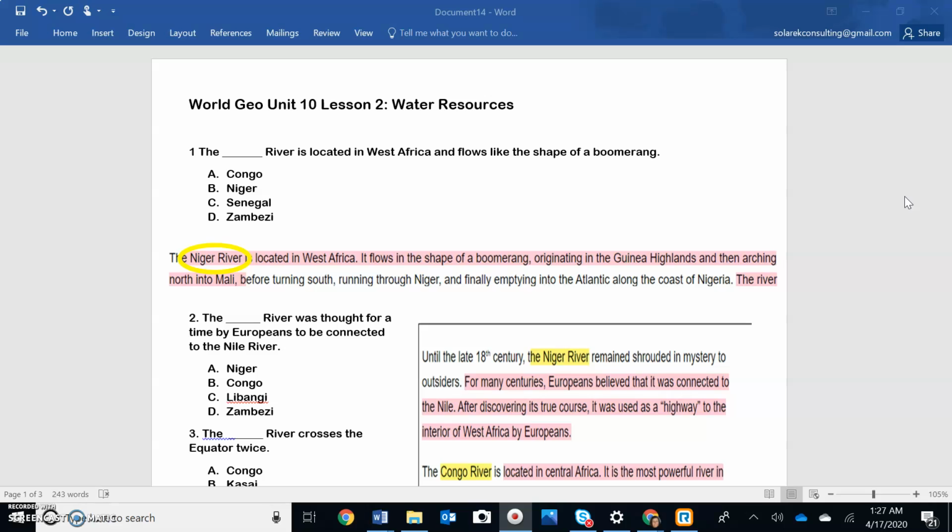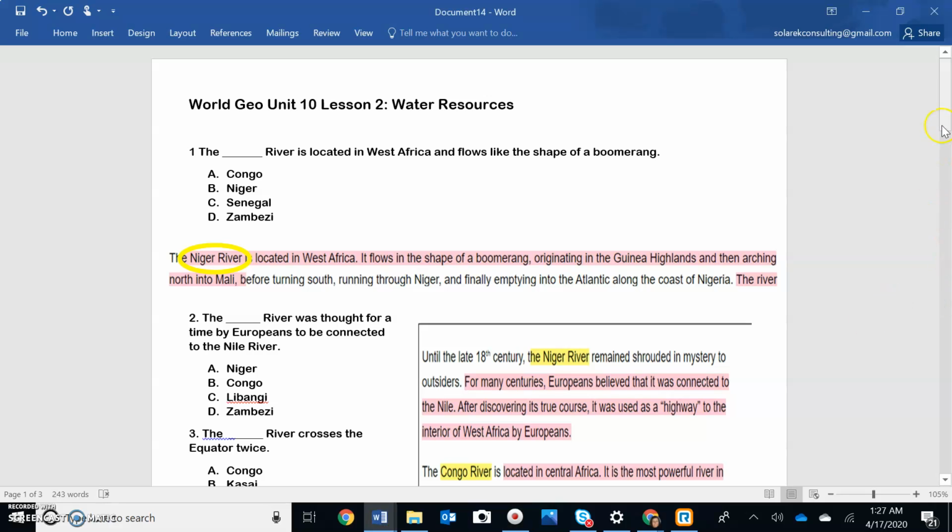The Niger River is located in West Africa and flows in the shape of a boomerang. Let's look at our cheat sheet, our open book test. The Niger River is located in West Africa and it flows in the shape of a boomerang. Question number 2. The Niger River was thought for a time by Europeans to be connected to the Nile River. For many centuries, Europeans believed that it was connected to the Nile.